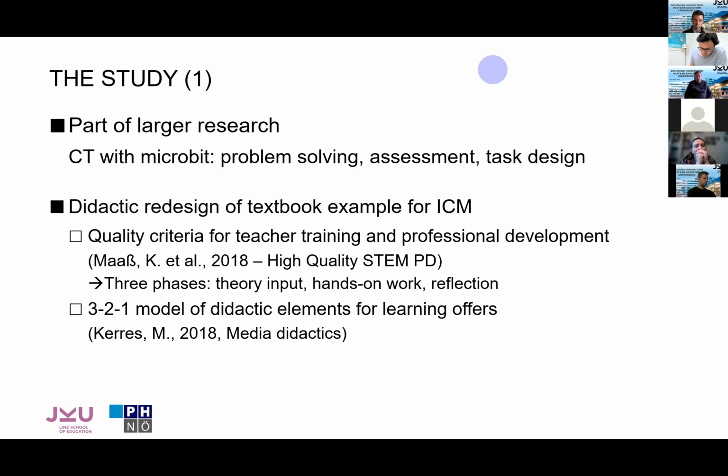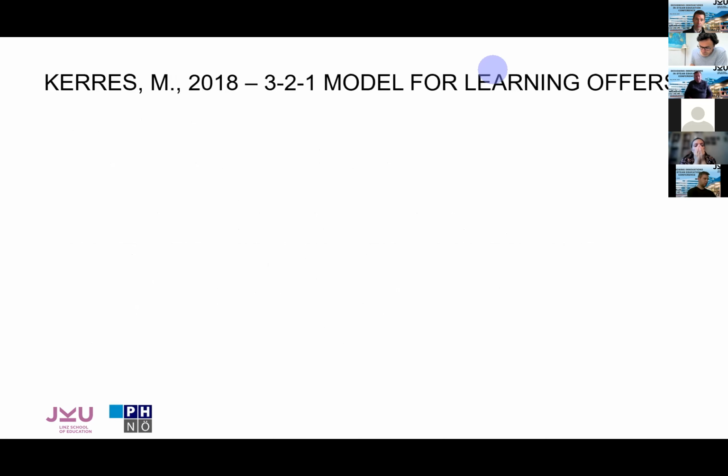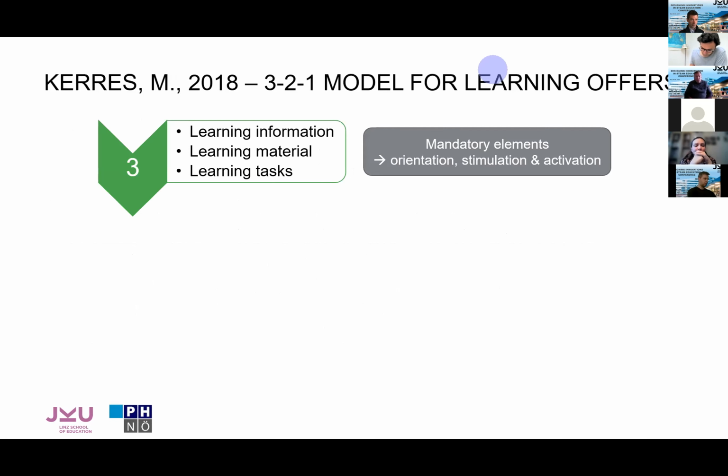And I have the 3-2-1 model for didactic elements for learning offers from Caris, which basically gives you this overview. There are 3 things that are mandatory for designing such a learning offer. So this is basically learning information, which gives orientation. So this is, in German, we say the W questions: what, when, how long, etc. The learning material itself that stimulates, and at the end, the learning tasks, which should activate the learner.